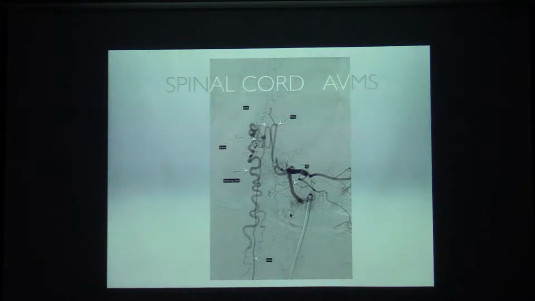This is, I think, a beautiful example. You see the catheter here. This is a T9 intercostal. You see the vessel coming, as we said, this dorsal radicular artery going towards the spine. And then we have the radiculomedullary artery supplying the anterospinal artery, and a radiculo-pial artery supplying the posterospinal. And you see this nidus of vessels and then this huge draining vein.